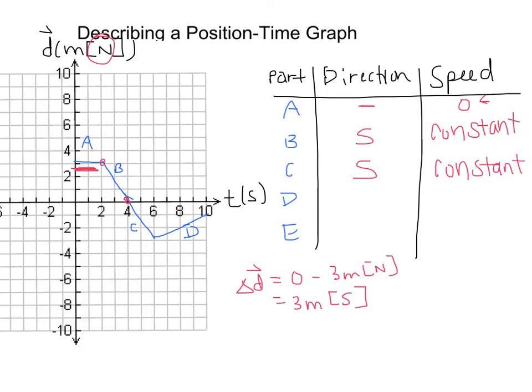And then part D, we have a line still in the negatives here, but now it's going upwards, right? It's going back towards 0, so that means the slope is positive, right? We're going back towards the positive direction. So it might be in a position that's behind the origin, but it's heading forwards. So now we have a north direction, and again it's a straight line, so the speed must be constant.